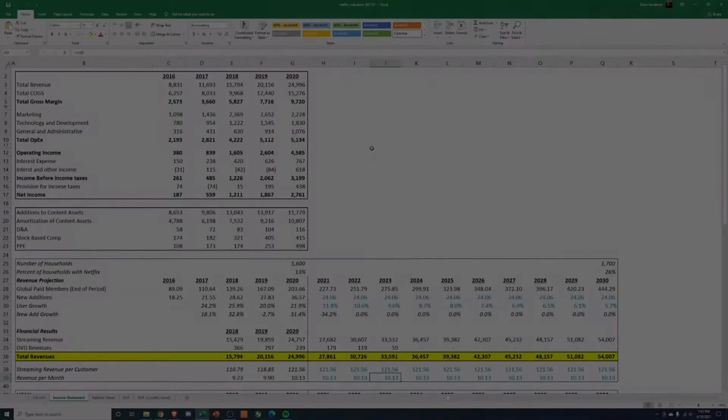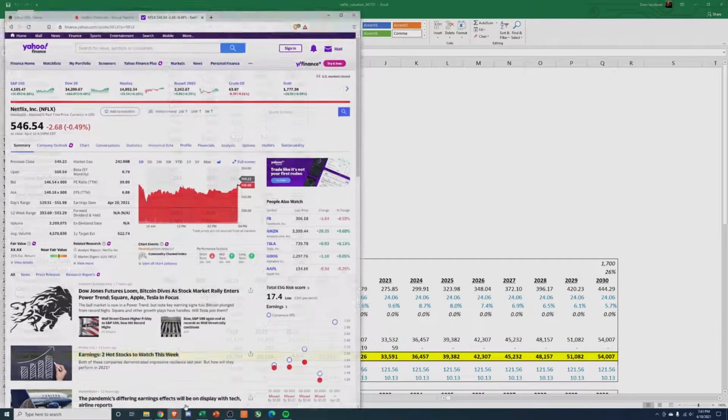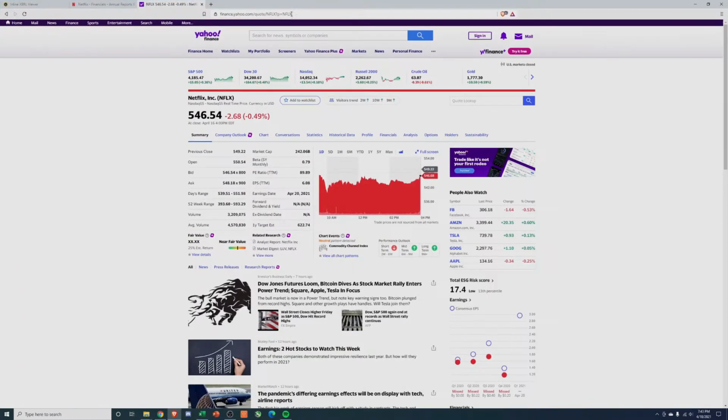Today we're going to take a look at Netflix. I'm guessing most of you are familiar with Netflix. If you're not, they're kind of like the leading streamer in video content. So, watching TV shows and movies at home over your computer, smart TV, iPhone, iPad, anything like that. As of April 16th, trading at $546 a share and a $242 billion market cap.